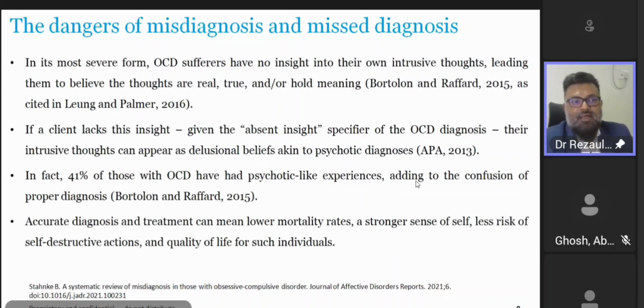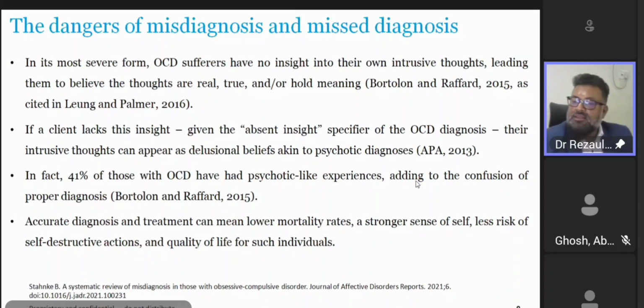In its most severe form, OCD sufferers have no insight into their own intrusive thoughts. This is a very important point, leading them to believe that the thoughts are real, true, and hold some meaning. If a client lacks this insight, given the absent insight specifier of the OCD diagnosis, their intrusive thoughts can appear as delusions and beliefs, pointing to a psychotic diagnosis. In fact, 41% of those with OCD have psychotic-like experiences, adding to the confusion in proper diagnosis.